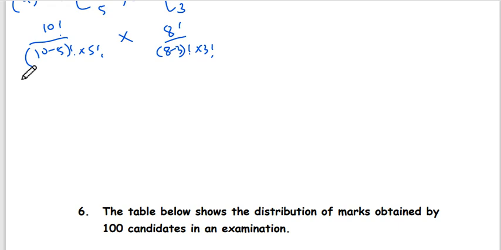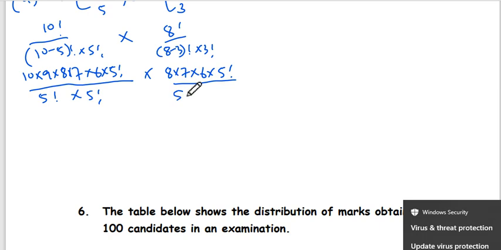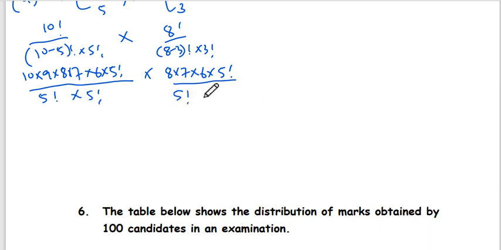So here we have 10 times 9 times 8 times 7 times 6 times 5 factorial over 10 minus 5, which is 5 factorial, times 5 factorial, times 8 minus 3 which is 5 factorial, so 8 times 7 times 6 times 5 factorial divided by 5 factorial multiplied by 3 factorial. So 5 factorial cancels out 5 factorial, and we are left with 10 times 9 times 8 times 7 times 6.